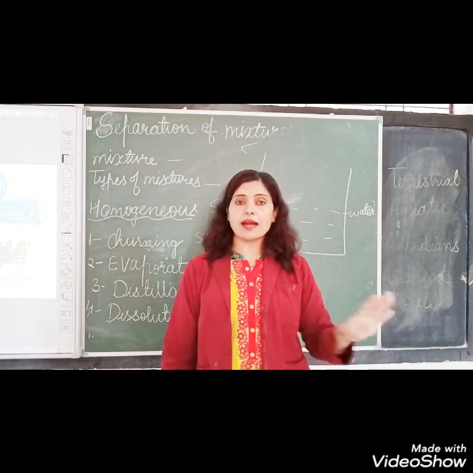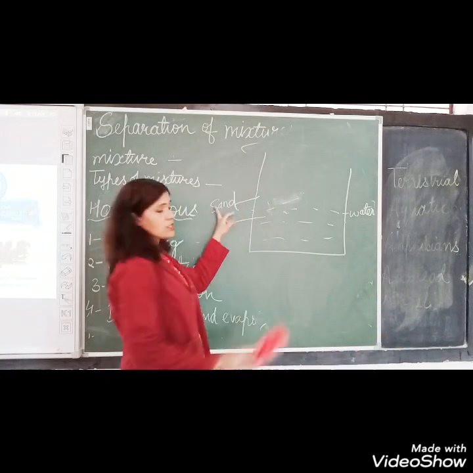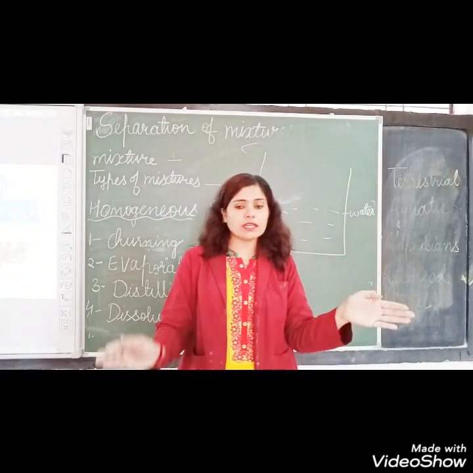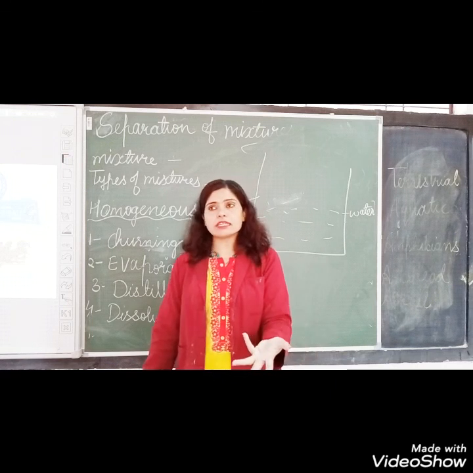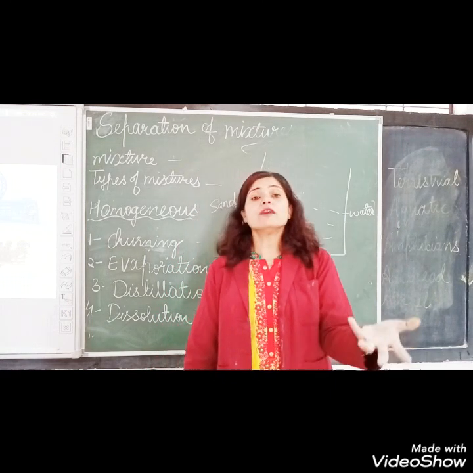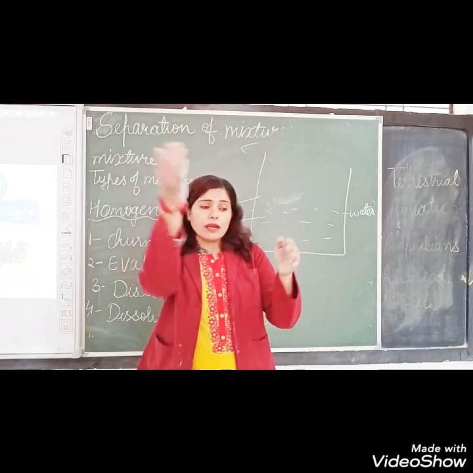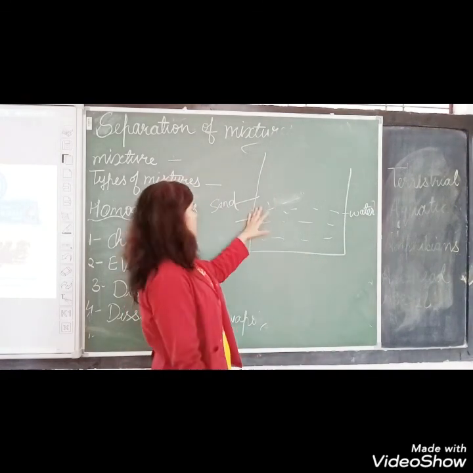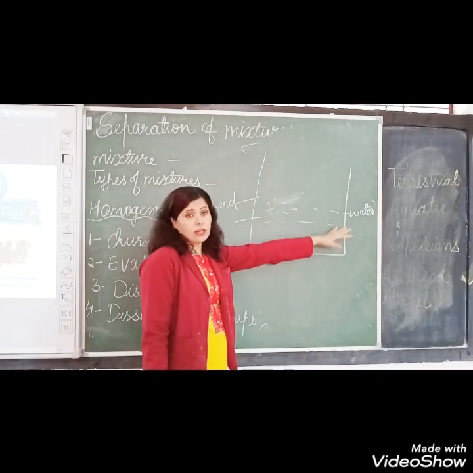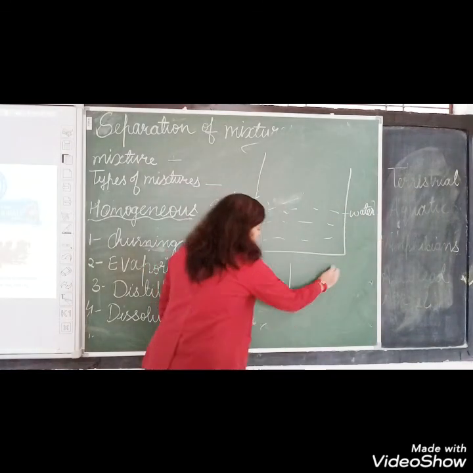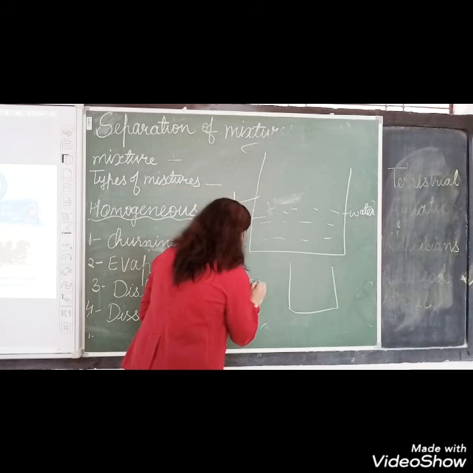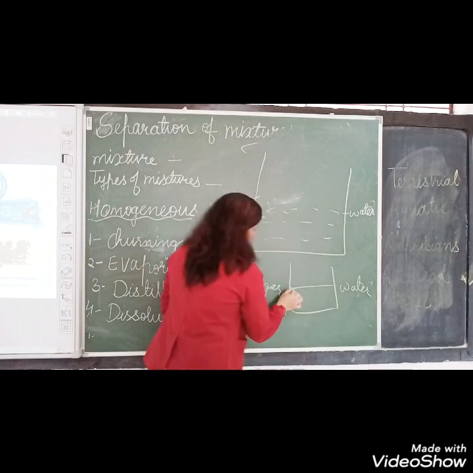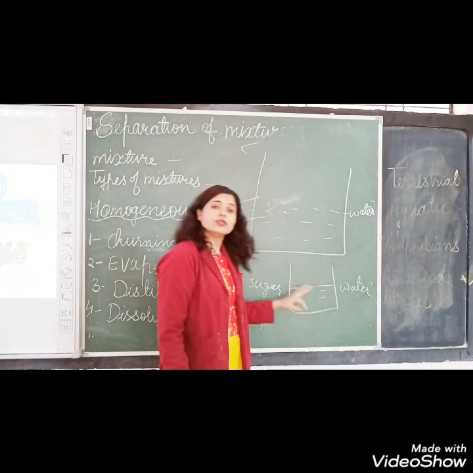Now there are only two constituents, that is sand and water. Now we can easily separate the sand and water with the help of the decantation and sedimentation process or by the filtration process. Now when we remove this sand from this water, now we have only water. We have water and one more constituent, that is sugar.